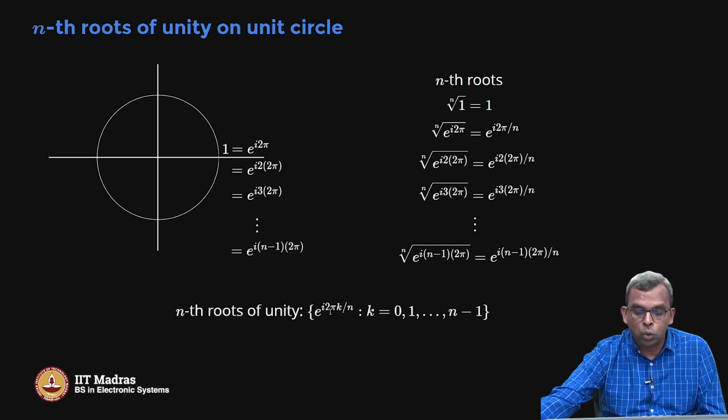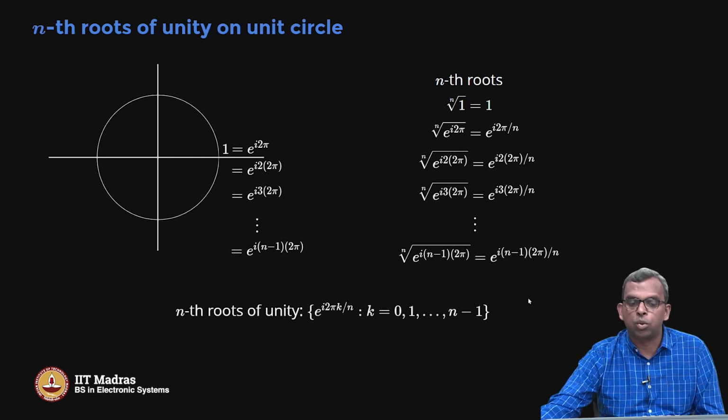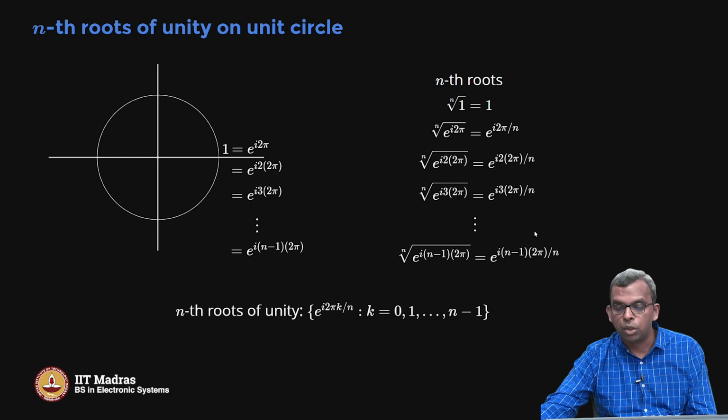This e power i into 2 pi k by n is very useful in filter design and thinking of Fourier transform, discrete Fourier transforms and all of that. So, it will come back later on when you study digital signal processing and those kind of topics. But this is a very basic and simple idea about nth roots of unity and their connection to the unit circle. Now, all these points are on the unit circle, right? All of these guys are on the unit circle.